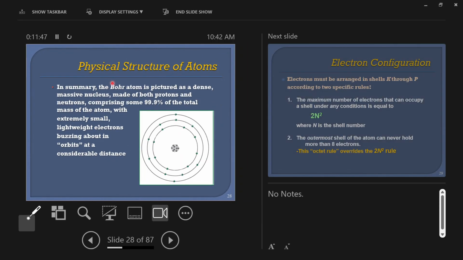So to summarize what we just learned, we use Bohr's model to picture an atom. It's pictured as a dense, massive nucleus with both protons and neutrons in the nucleus. The number will vary according to the element. 99.9% of an atom's mass is in the nucleus, which is very far away from the orbiting electrons. Small, lightweight electrons are orbiting in specific, discrete orbits. Okay, and that's our model.